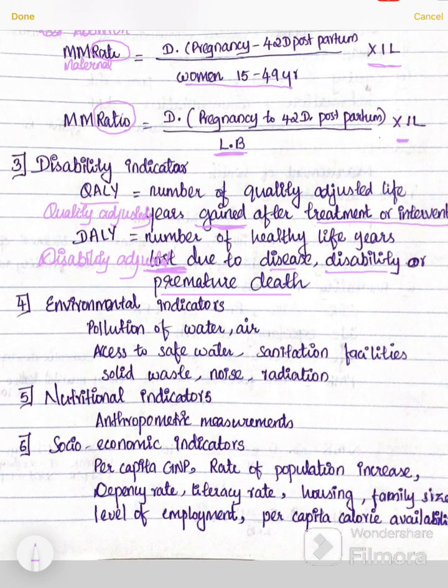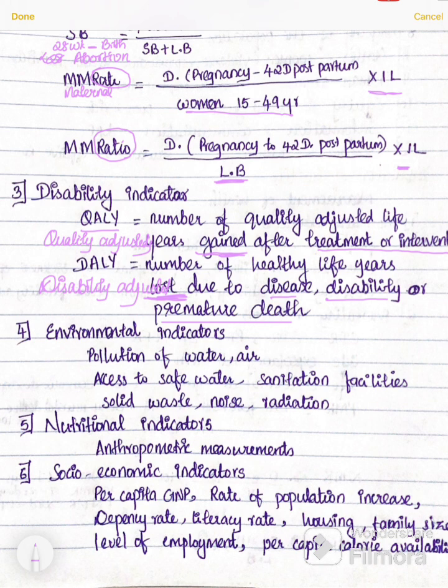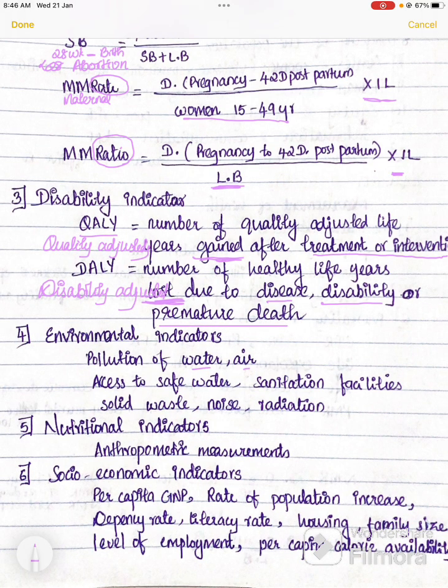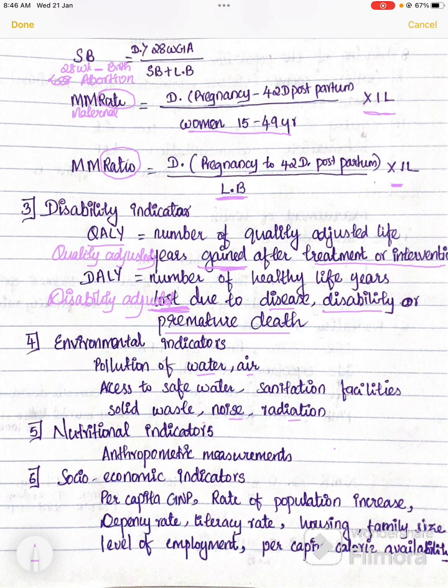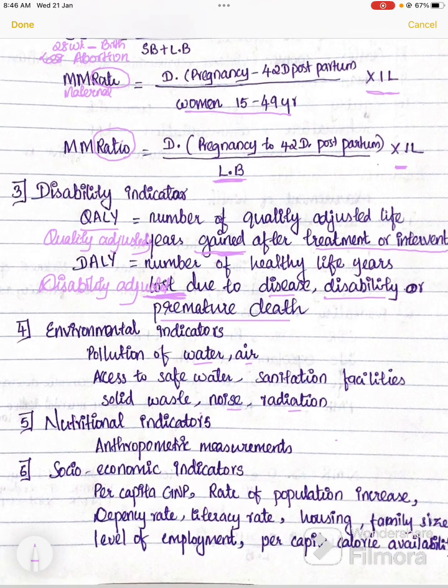And the next indicator is environmental indicators: water pollution, air pollution, access to safe water is there or not, sanitation facilities adequate or not, solid waste and noise pollution how much, radiation how much. These are environment related indicators. Nutritional indicators like anthropometric measures: what is the weight, what is the expected weight, height, mid upper arm circumference. So many things are there in anthropometric measurements.